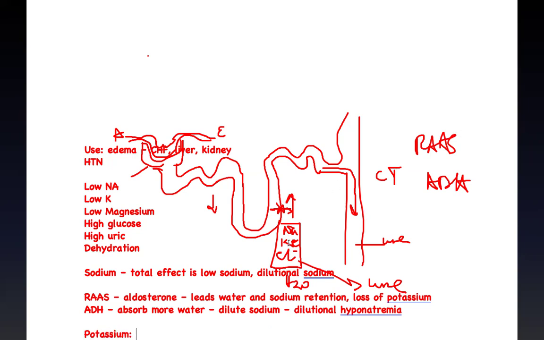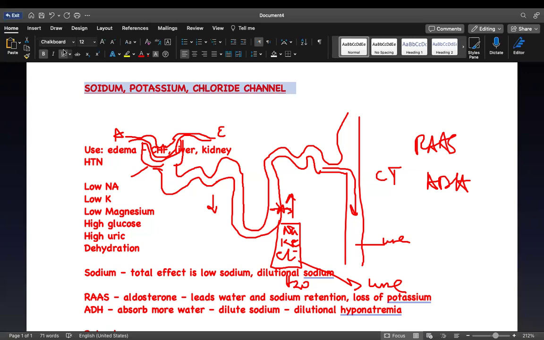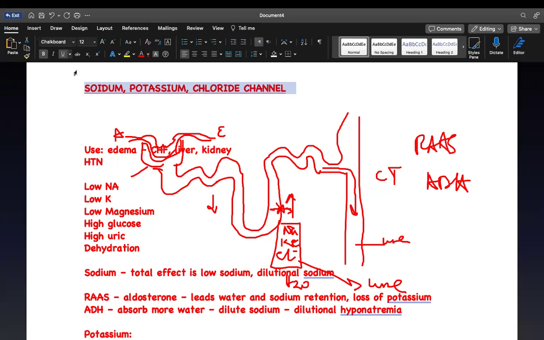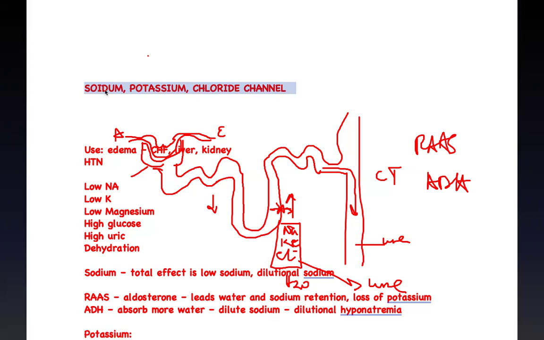The potassium, as you can see, is the same idea. We have lack of potassium absorption at the ascending loop of Henle. Here, the pump, we call it the sodium potassium chloride channel. It's a big channel responsible for basically the absorption of sodium, potassium, and chloride. So because of that, you're losing all of that.